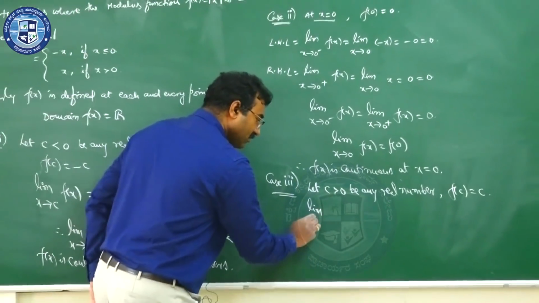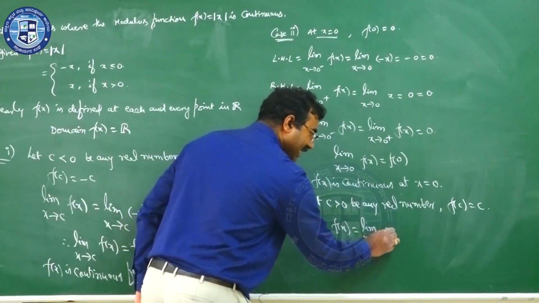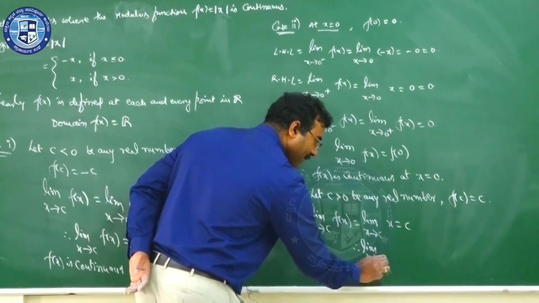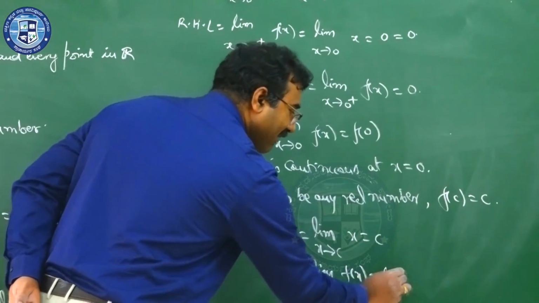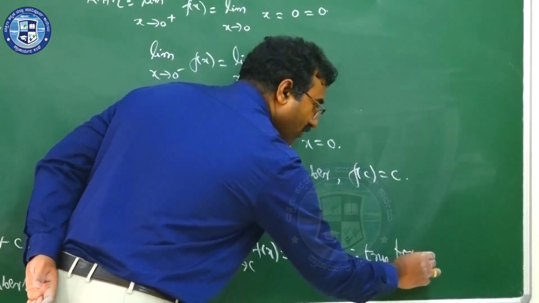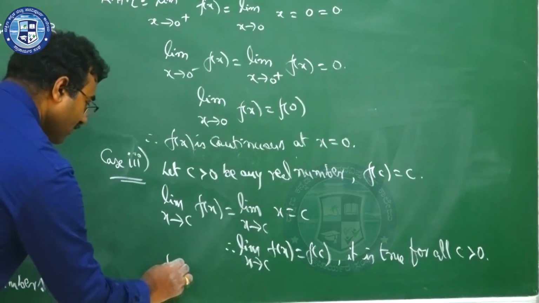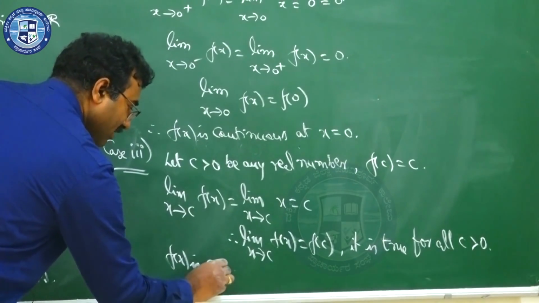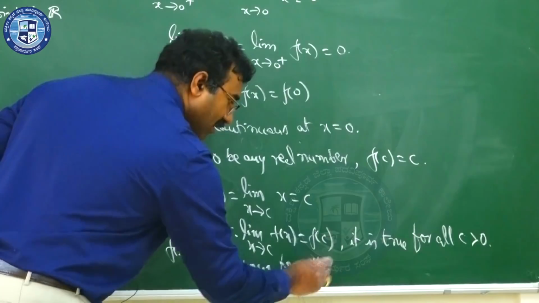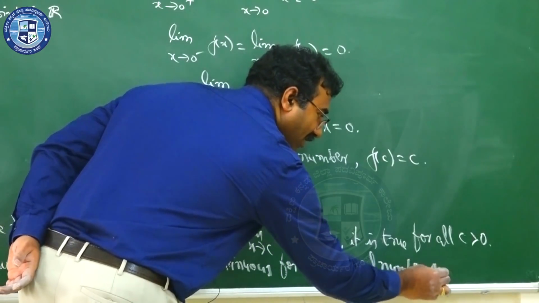So, limit as x tends to c of f(x) is equal to limit as x tends to c, the function is x here, which is c. Therefore, what I can write now, limit as x tends to c of f(x) is equal to f of c. It is true for all c greater than 0. That means what we can conclude now, f(x) is continuous for all positive real numbers. Okay, for all positive real numbers.